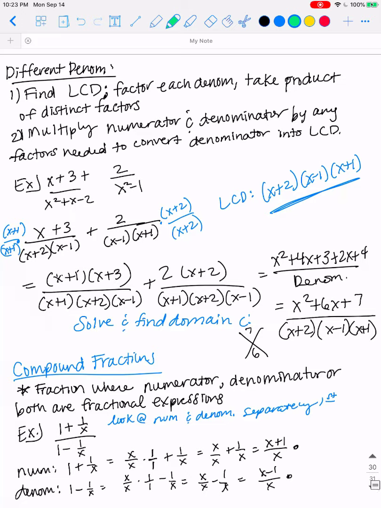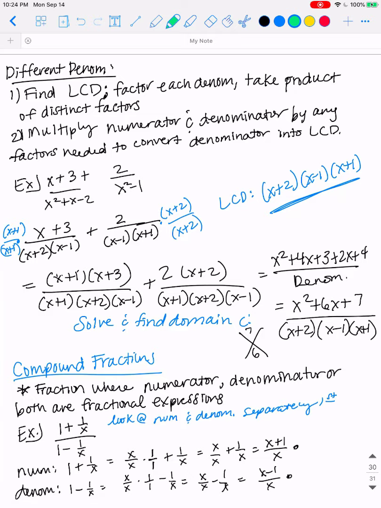So when we have different denominators, we want to find the least common denominator. Factor out each denominator and then take the product of the distinct factors to get the LCD. And then we want to multiply the numerator and denominator by that factor in order to convert it to the least common denominator, essentially multiplying by 1. So here's an example to demonstrate.